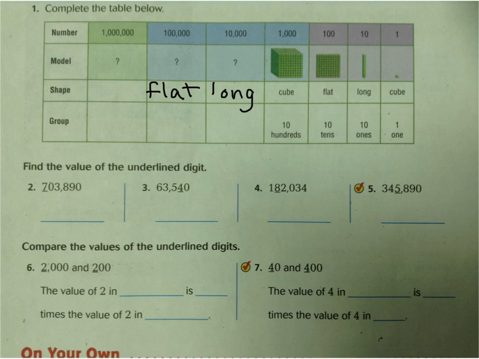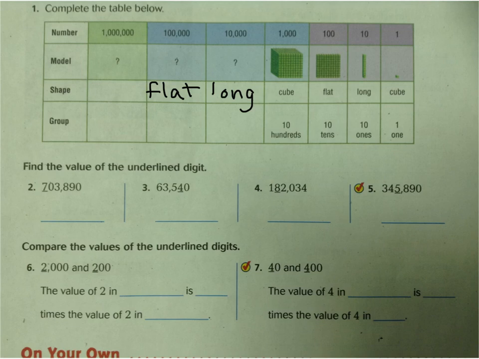Then we've got a flat. And the difference is they're just going to be a lot bigger. Now what's more important is this group thing. We've got 1, 1, and then this long here is how many ones, and it's 10 ones. This flat here is how many tens, it's 10 tens. This cube is 10 hundreds, and I hope you can see a pattern here. So this long that represents 10,000 is going to be 10 thousands.